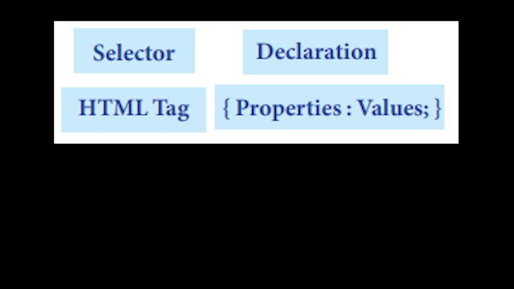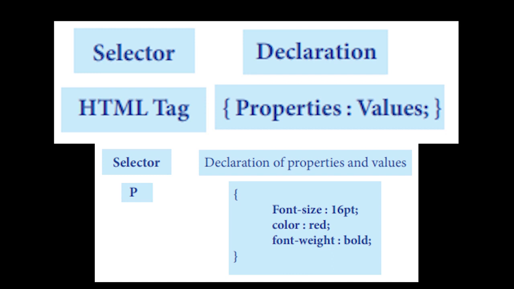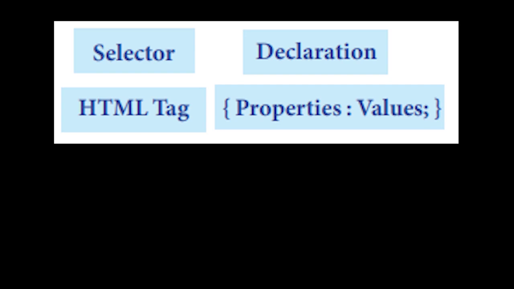Inside this, only these properties and values will come, right? At last it will have a semicolon, and the value and property will be separated with a colon symbol, right? Are you clear? You just learned this today itself, right?